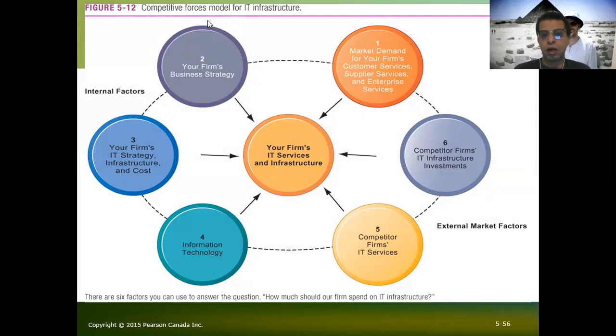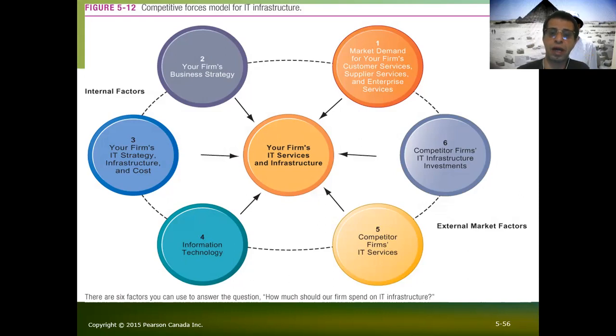So when we are talking about computing, first, in the center is your firm and the IT service infrastructure that you need to develop. And what drives them? There is an external market factor and there is an internal factor. We start with probably the market demand for your firm's customers. What does the customer want? What do the suppliers want? And what is the enterprise inside? We said like an enterprise service.